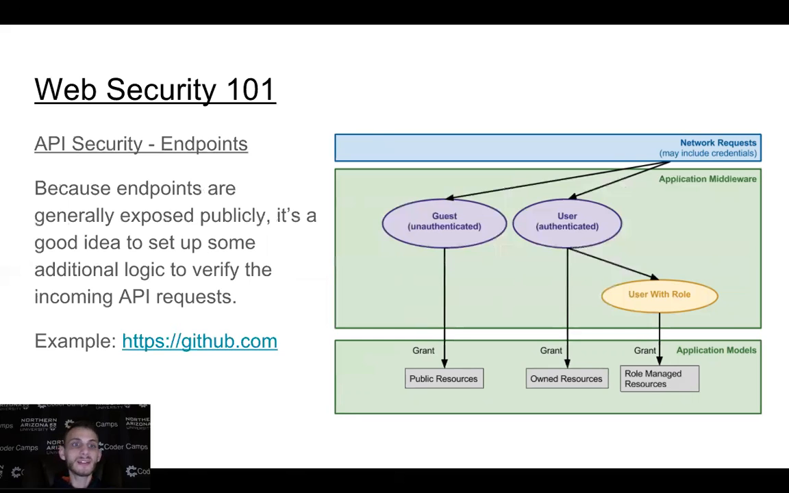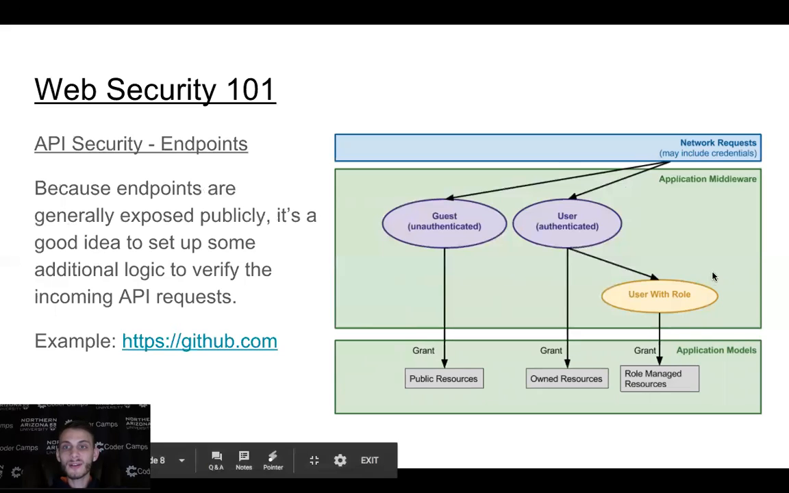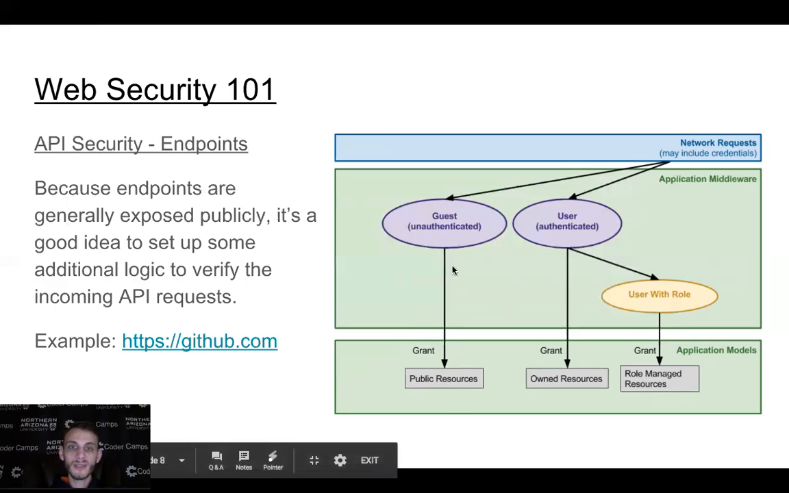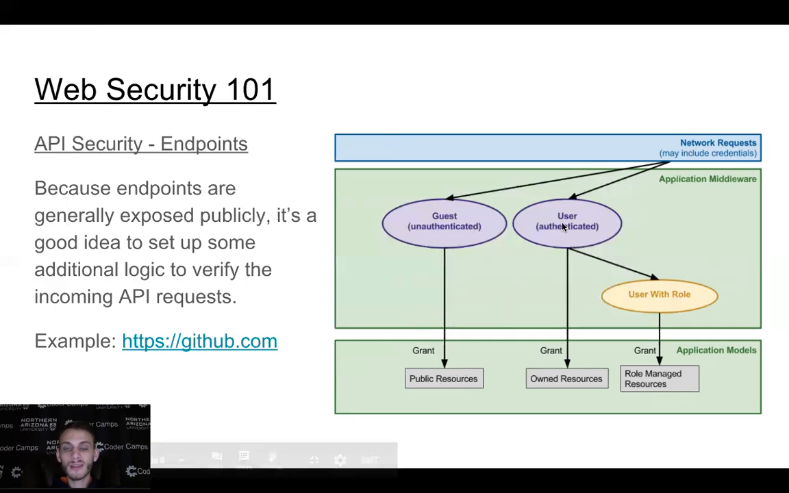Okay, so now let's talk about how we can enforce security for our API endpoints. Okay, so because endpoints are generally exposed, it's a good idea to set up some additional logic to verify the incoming requests. Okay, so for example, GitHub, whenever we first access GitHub, we are a guest, right? And we don't have an account. So what GitHub allows us to do is we can access public resources, but that's it, okay? And so they've set up security to where this role only allows me to view these resources. And then the same, once I sign up for an account, I'll become an authenticated user, and I can view my own resources and the public resources.